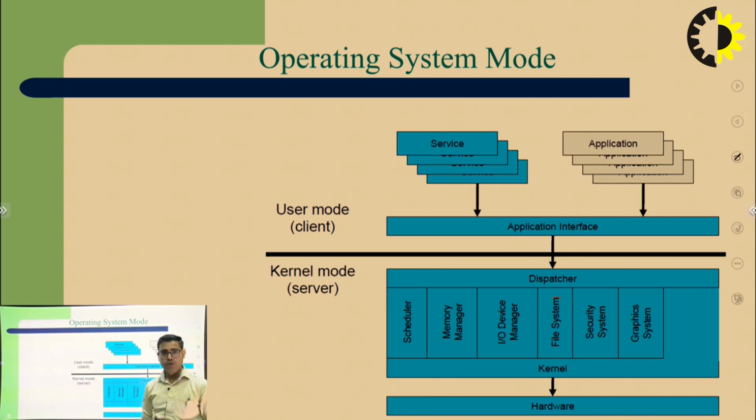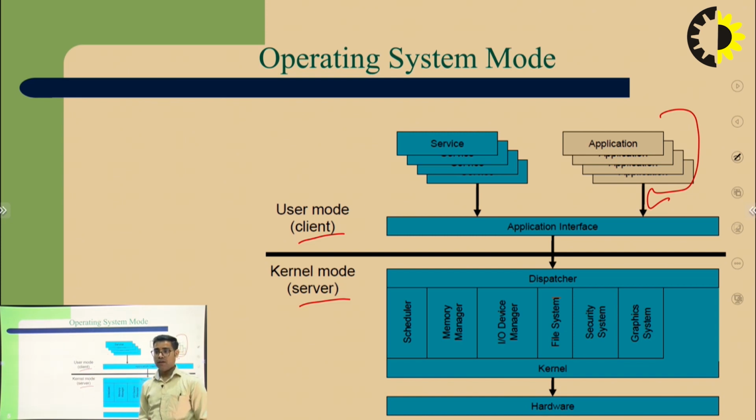Next is the modes of an operating system. In a system we have two modes. One is the user mode and the second one is the kernel mode. The operating system lies in between these modes. The user mode is called the client, and the kernel mode is called the server. Here is the application interface through which different applications run in the user mode, and here is the kernel mode. Kernel mode means only the privileged resources reside there. The user cannot directly interact with the kernel mode.